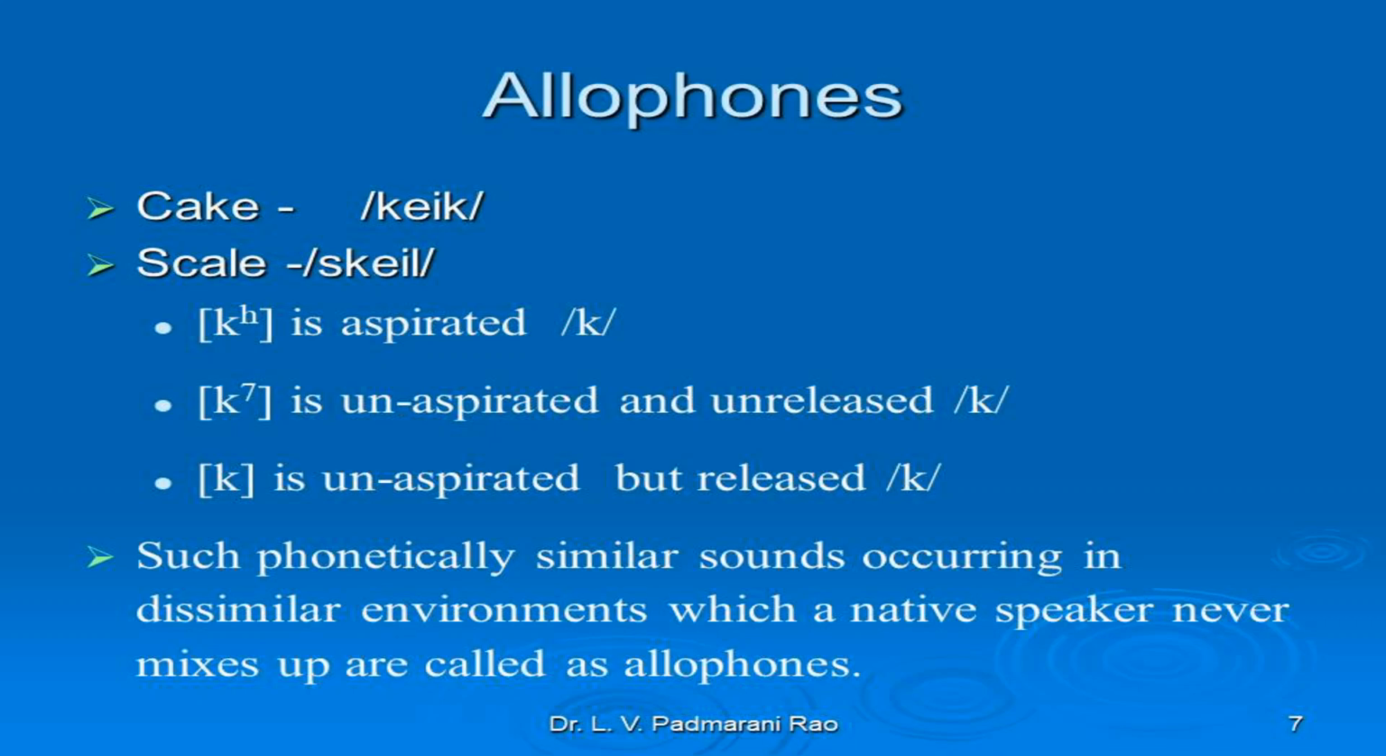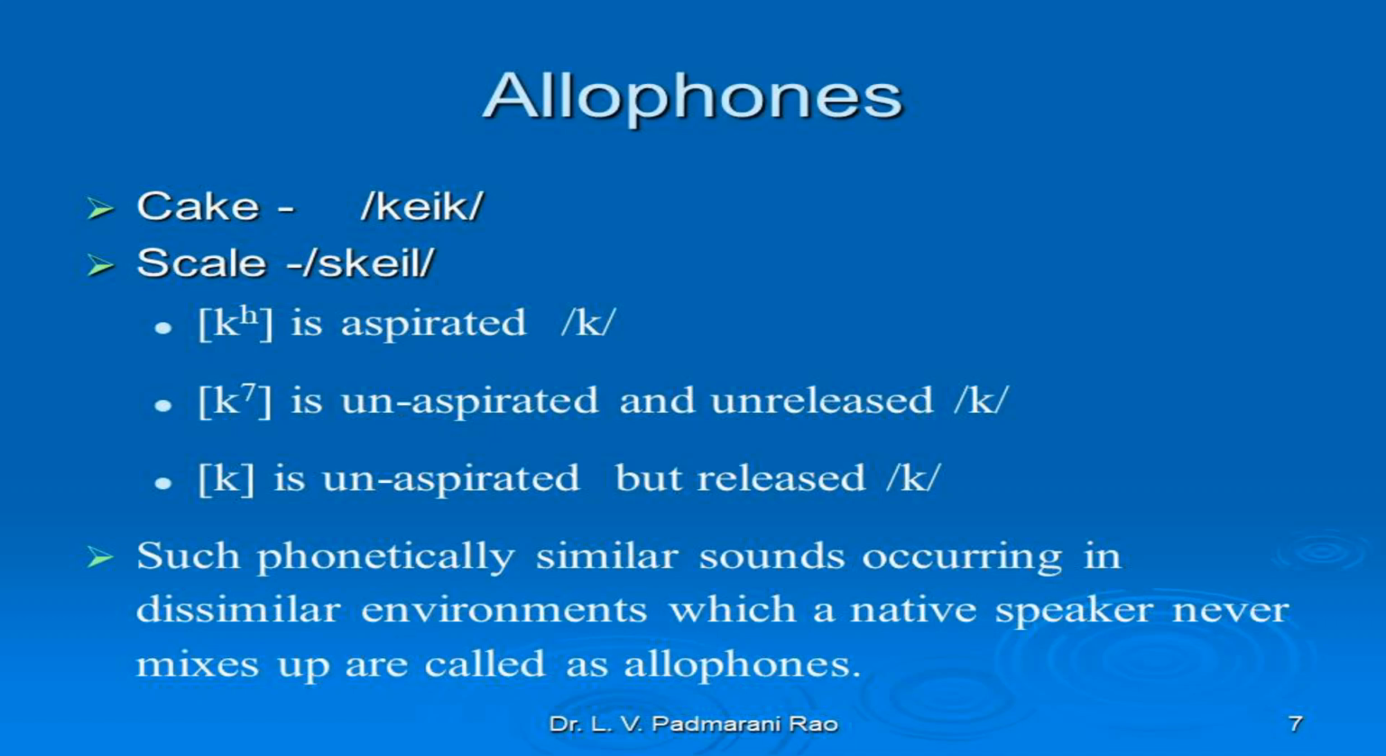The k, because it doesn't occur in the initial position of the word, is not aspirated. So it doesn't have the h sound there. But at the same time, it is not like the second sound of k in the example cake, where it was unreleased. The tongue was touching the tip of the soft palate and it remains so, not getting released. But in the pronunciation of the k sound in scale, yes, the tongue touches the tip of the soft palate, but then it is released to pronounce the next sound so that you can utter the entire word.